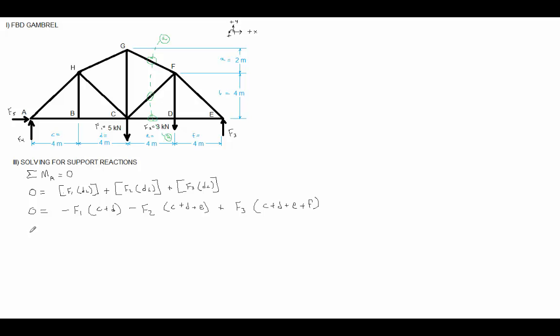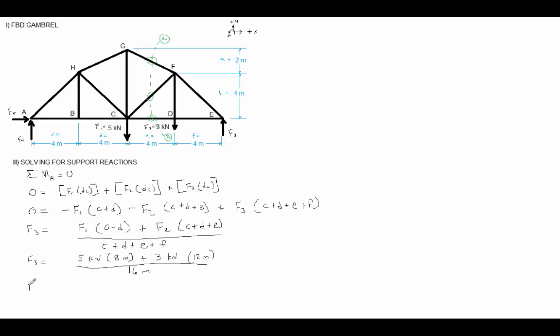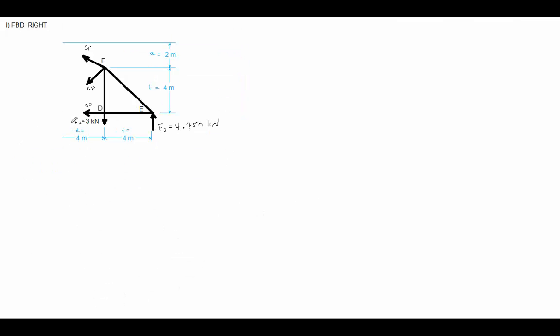Solving that equation for F3, and now we can plug the numbers in. And we'll find that F3 equals a positive 4.75 kilonewtons. It's important that you keep in mind the significance of this positive sign. That means I assumed this correctly, so when I redraw my free body diagram, I'm going to draw F3 going up. If this would have been a negative, when I redraw the free body diagram of this section, I would have to draw F3 going down.